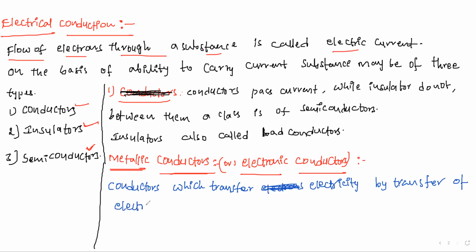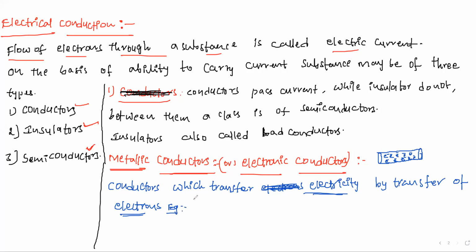Metallic conductors is nothing but metals that have electrons. The electrons are migrating in the metal rod. For example, if you take this metal, it contains electrons. Always electrons migrate in the metals. So the migration or movement of electrons allows the current to pass through the metals. So the conductors which transfer electricity by transfer of electrons, that is nothing but movement of electrons.